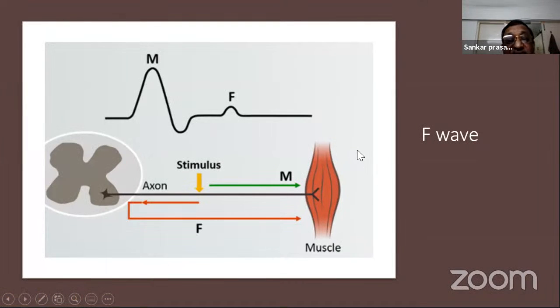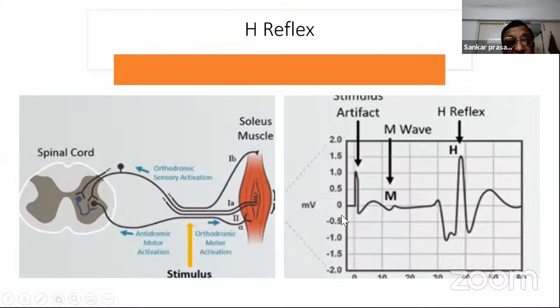So this is the F wave. When you stimulate the nerve, it goes to the axon and comes back. Whenever anterior horn cells are destroyed, this F wave will be absent, and it will be a prolonged F wave in cases of AIDP and radiculopathies. So mostly the F wave is also an important aspect which you will have to do.